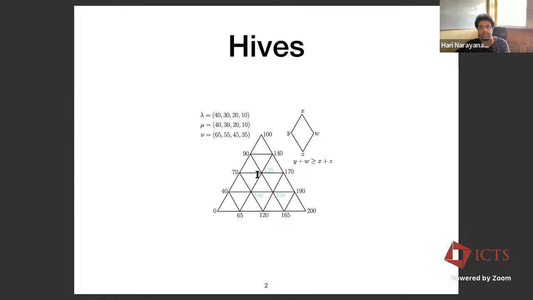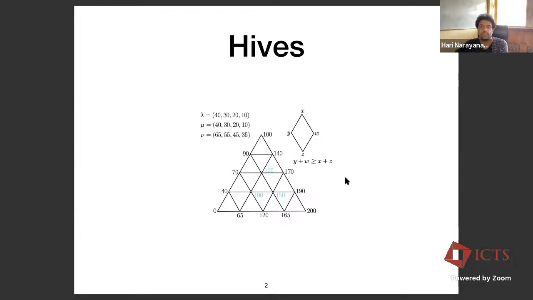So for example, here we are saying that 100 plus 125 is equal to 90 plus 140. Here we are saying that 70 plus 150 is less or equal to 125 plus 100, and so on for each of these rhombi. If these conditions hold, it is called a hive. Okay, so this is the first concept.